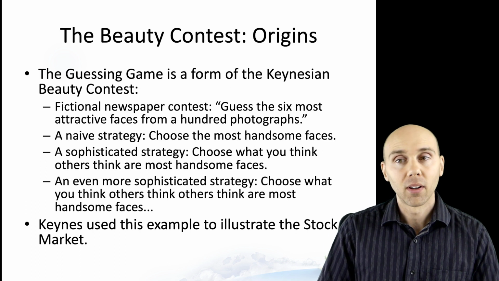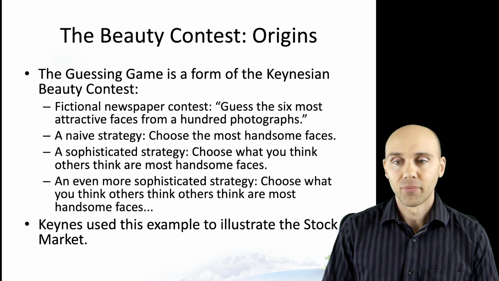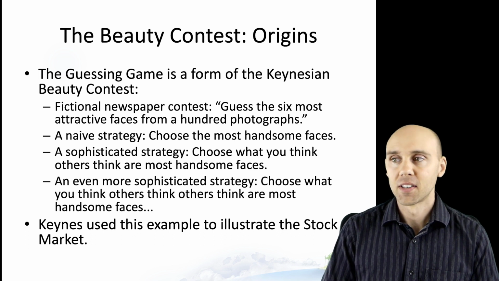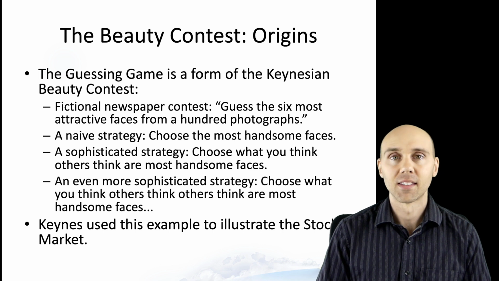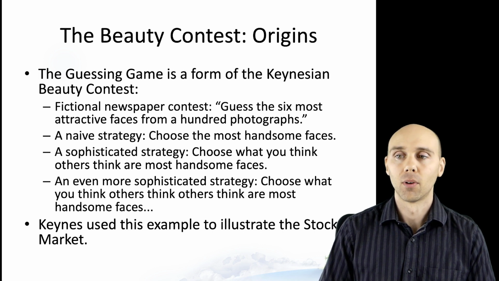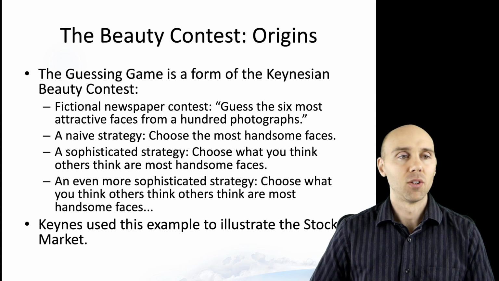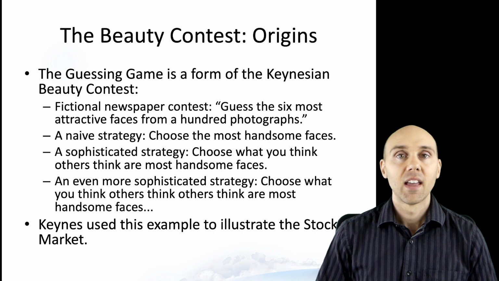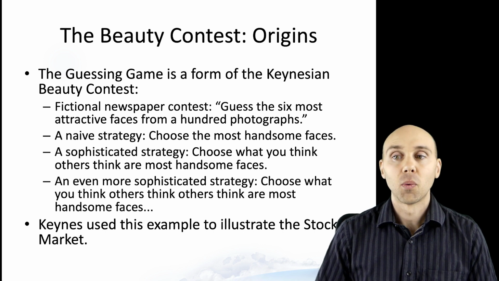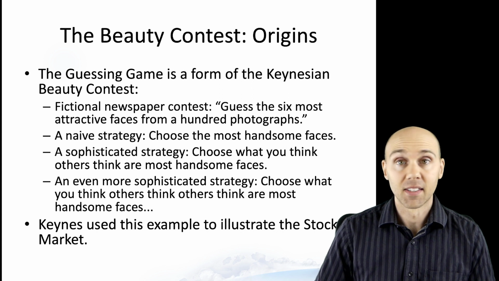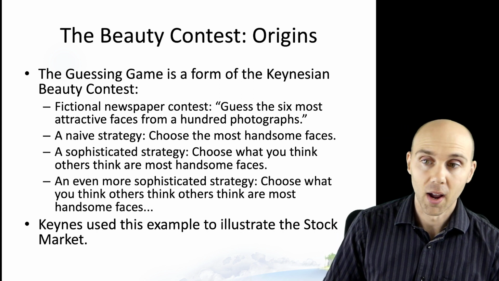So why is this called the beauty contest? Well, it's also called a Keynesian beauty contest, and we're going to talk more about Keynes in the macroeconomic courses. He came up with this thought experiment where he said, well, imagine that a newspaper runs a contest where it says, guess the 6 most attractive faces from 100 photographs. And if you guess the 6 most attractive, then you win a prize.